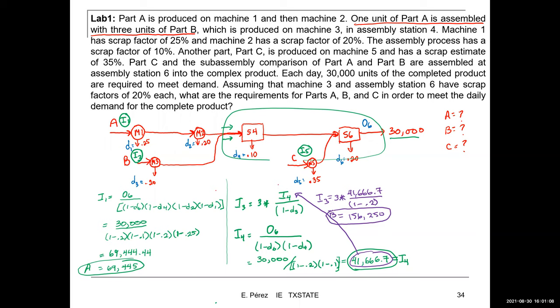By three, good question. If you go to the second sentence, it says that one unit of part A is assembled with three units of part B. So for every unit of A that is coming in this direction, I need three coming into the subassembly. So we found the value of I3 that has to be multiplied by 3.